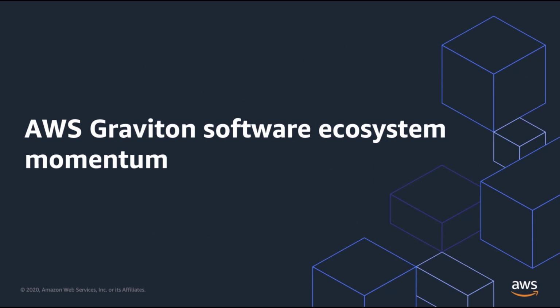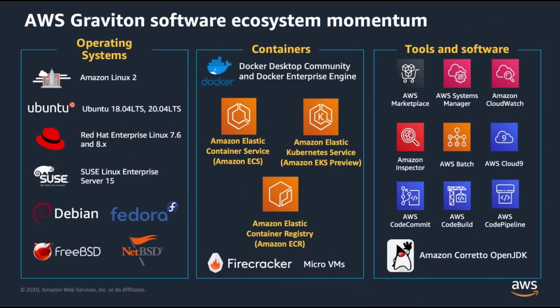Now let's have a look at the Graviton software ecosystem. In terms of operating system, you can run almost any Linux distribution on Graviton2 based instances. Amazon Linux 2 is obviously supported and optimized for it, but you also have the choice to use Ubuntu or Red Hat or SUSE. And there are even Unix-based operating systems like FreeBSD and NetBSD available on the Graviton2.